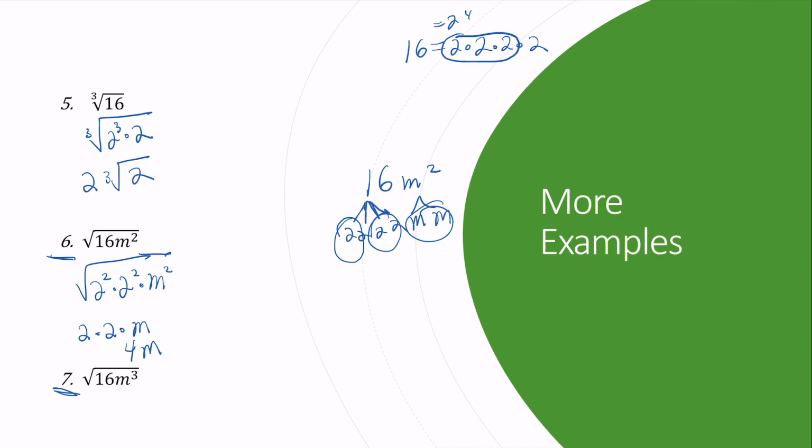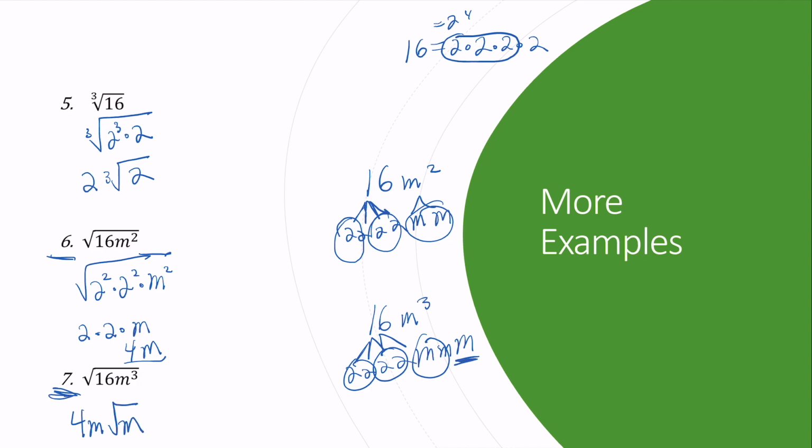For 7, we can kind of tie it all together. I've got the square root of 16. Well, we know the square root of 16 is going to be 4, but now I've got m cubed. So I've got 16, 2, 2, 2, 2, m, because I have m cubed. Well, that means I'm going to have 1 m left under the radical. That's how this problem changes. So we'd have 4m square root of m, because for this example 7, I'd still have an m under the radical.